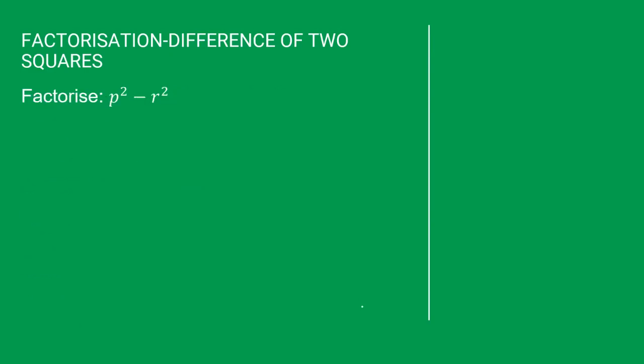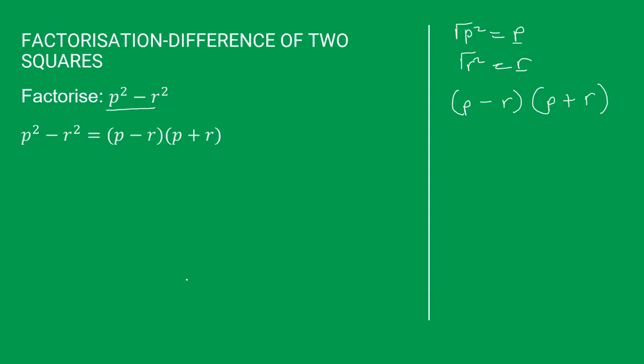Let's look at examples. So we have p squared minus r squared. Remember, it's difference of two squares. We don't have the sum of two squares, just difference of two squares. So what we do, find the square root of p squared, which is equal to p, the square root of r squared, which is equal to r. Then you have your two brackets. The other one is minus, the other one is plus. And then you put your square roots. P minus r, p plus r. Just that. You have factorized using difference of two squares.